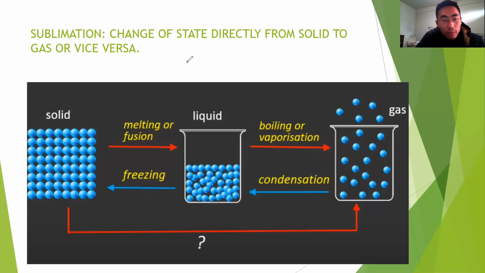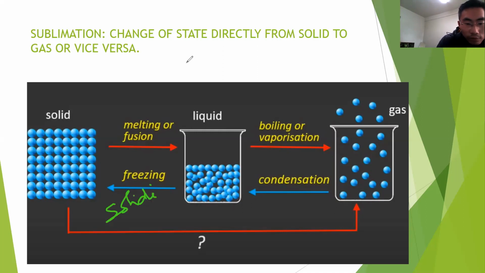Now the process of changing from solid to liquid is called melting or fusion. Then from liquid to gas, it is called boiling or vaporization. From gas to liquid is called condensation. And then from liquid to solid is called freezing, right? Now, here we can also call it solidification, okay?